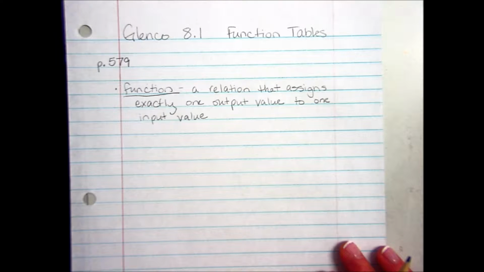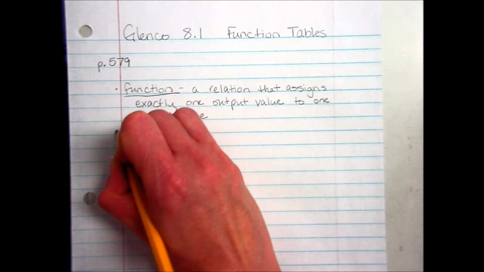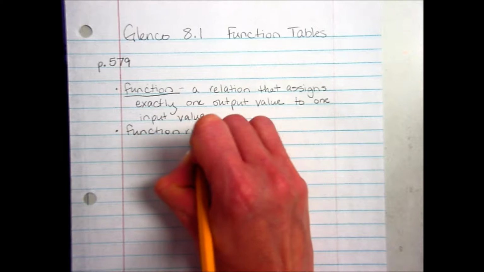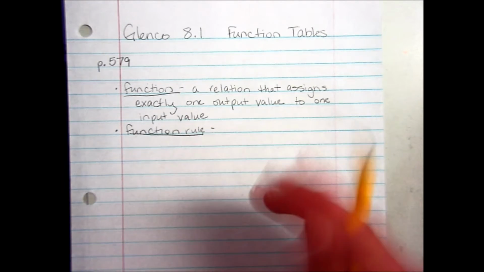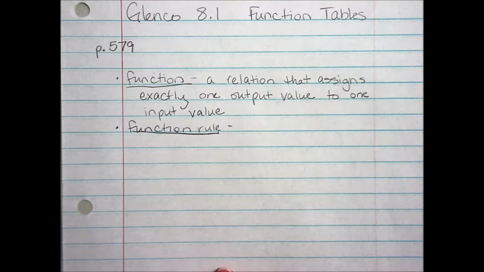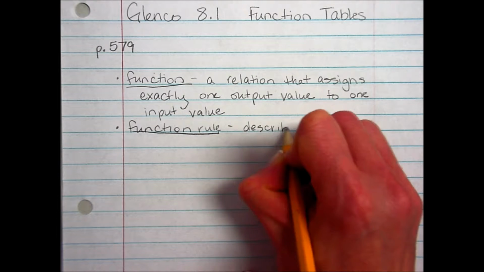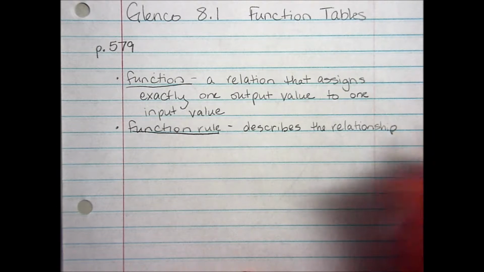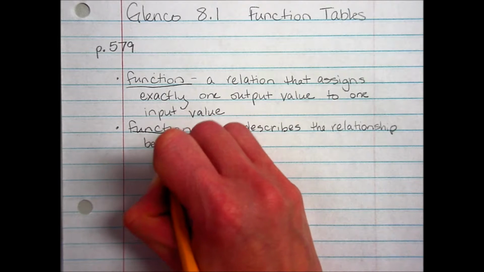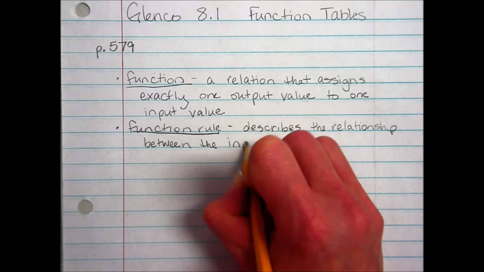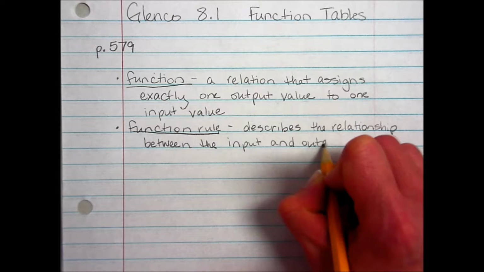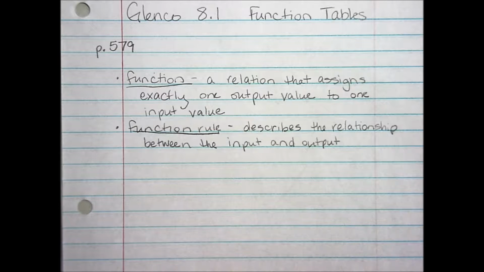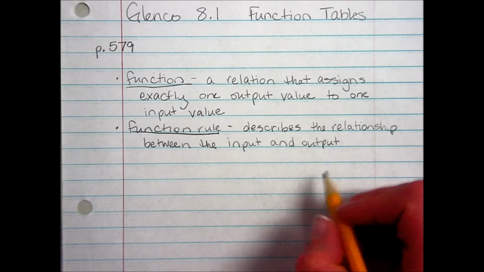Okay, so a function is a relation that assigns exactly one output value to one input value. The function rule describes the relationship between the input and the output. And we can organize these in a function table.